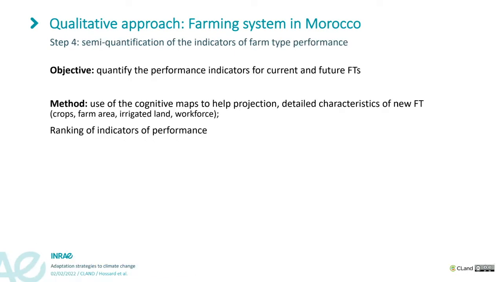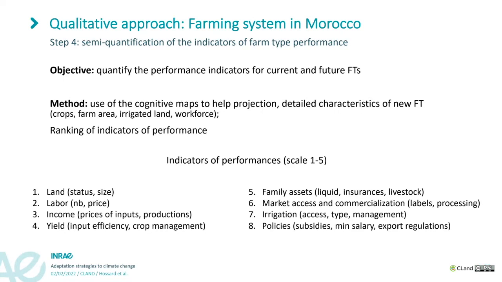Then what we wanted to do, and it's the last step for this example, was to semi-quantify the performance indicators for current and future farm types using the cognitive maps I showed you before. When I say semi-quantification, it means ranking between 1, very low, and 5, very high. And we used 8 sets of indicators like land, labor, income, yields, family assets, market access, irrigation, and policies. So for instance, for yield, the lowest or more irregular yield, and the highest yield, and similar for income.